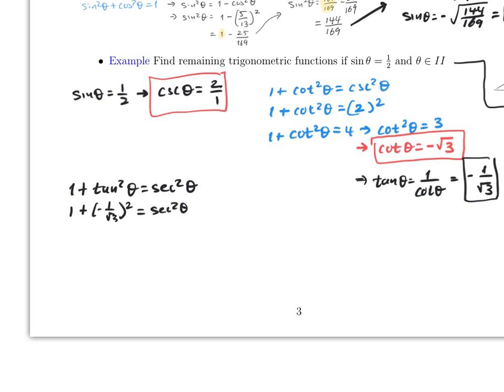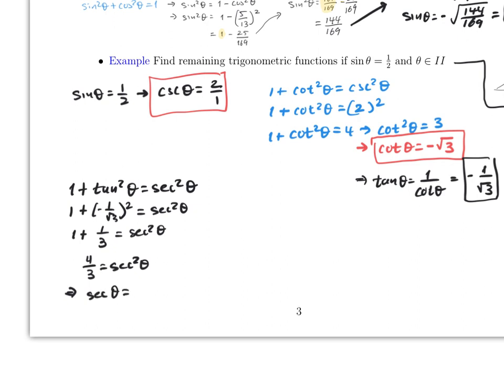And from here, you can start with secant. So notice that you have 1 plus 1 over 3 equals secant squared theta. If you add these two, the LCD is 3, so 3 plus 1 is 4. So you will have 4 over 3 is equal to secant squared theta. Then secant is going to be the square root.